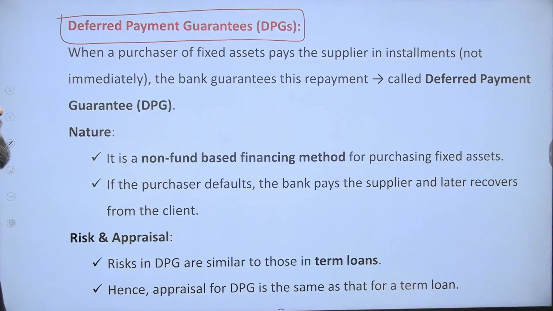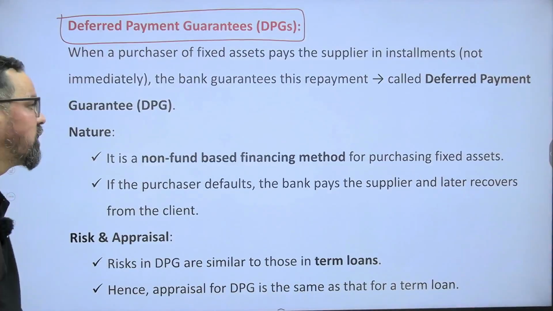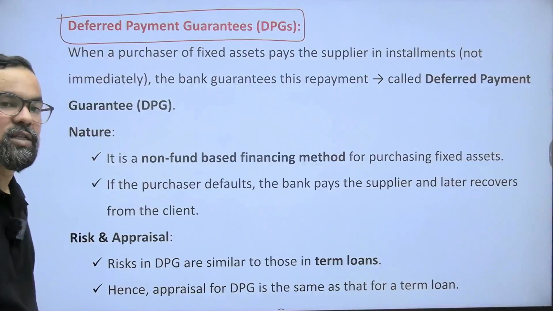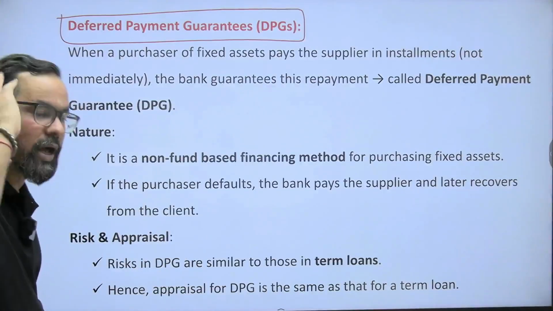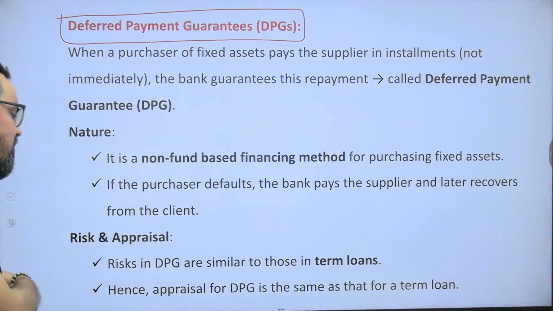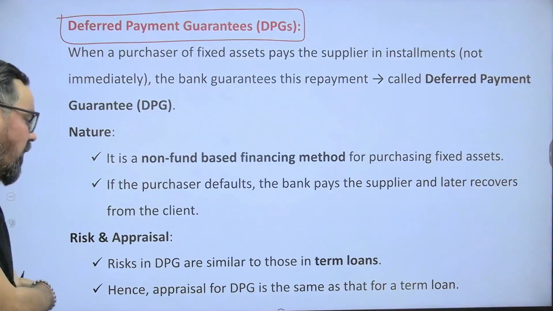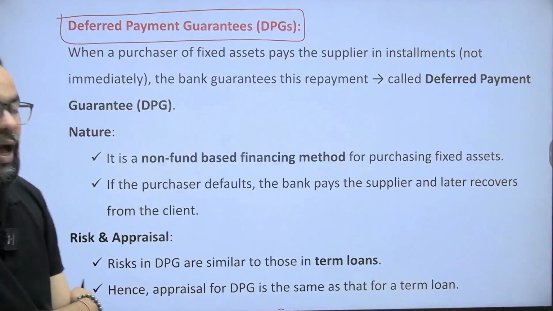When a purchaser of fixed asset pays the supplier in installments, not immediately, the bank guarantees this payment, which is called deferred payment guarantee. Nature, it is a non-fund based financing method for purchasing fixed asset. If purchaser defaults, the bank pays the suppliers and later recovers from the clients. We are generally providing some sort of guarantee that this person will make payments to the suppliers or sellers. Risk in DPG is similar to term loans. Appraisal for DPG is the same as for the term loan also.